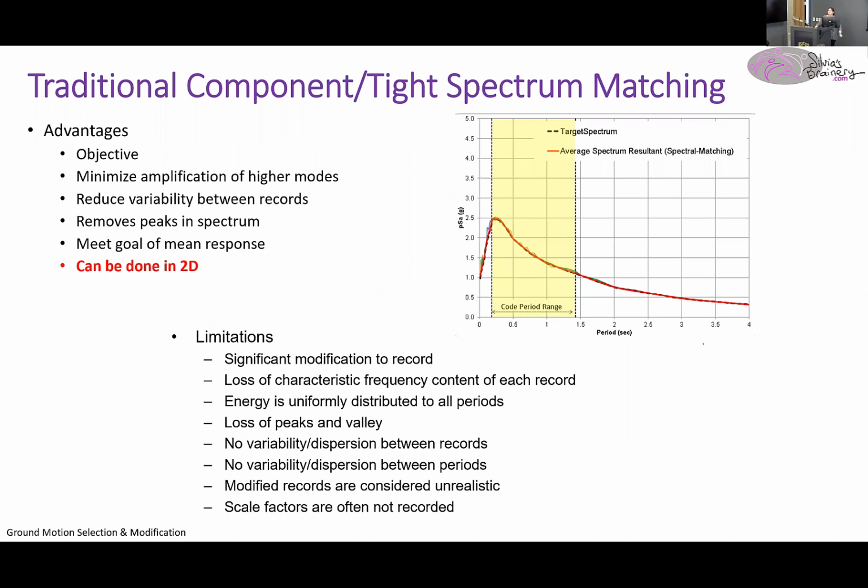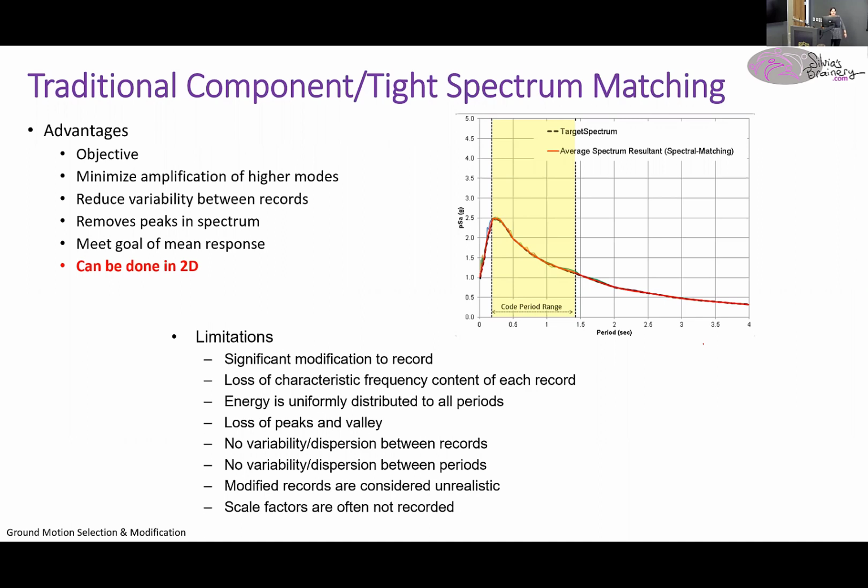So this was how it was done in the old days when that was the only option other than amplitude scaling. This got rid of a lot of problems with amplitude scaling, and we were only concerned about the mean. So this was the best option at the time. And again, structural engineers, we don't want variability in the records. So maybe this is the right answer.